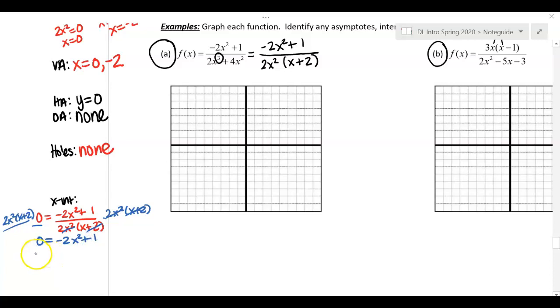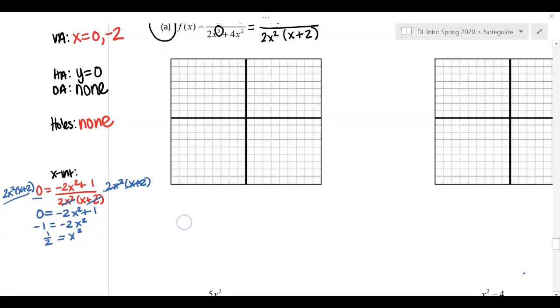So the next thing I would do is subtract 1 from both sides. Then divide by -2. And then square root. And remember, when you square root, you would include plus or minus. And I'm going to let you guys put this in a calculator. So this is about 0.7.